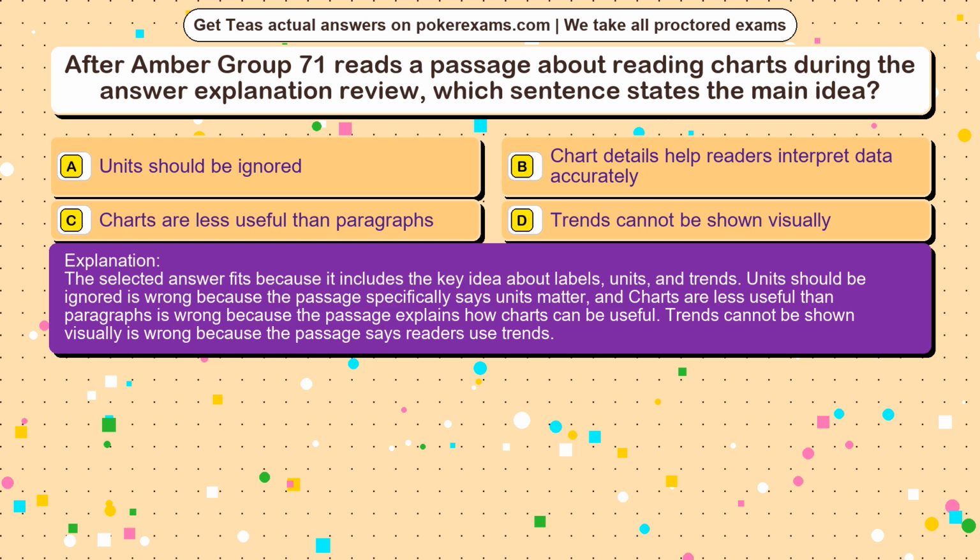Units should be ignored is wrong because the passage specifically says units matter, and charts are less useful than paragraphs is wrong because the passage explains how charts can be useful. Trends cannot be shown visually is wrong because the passage says readers use trends.